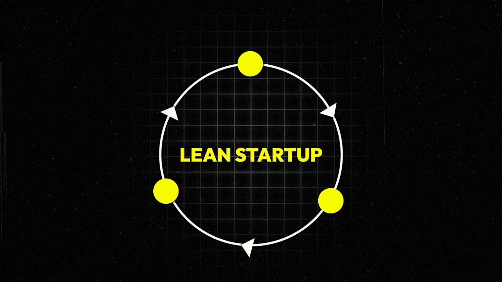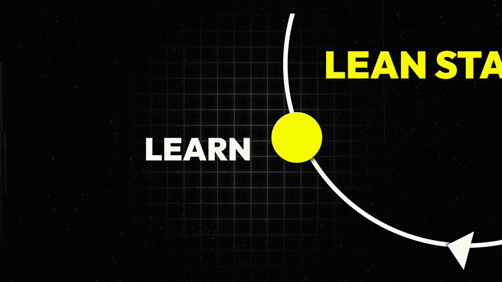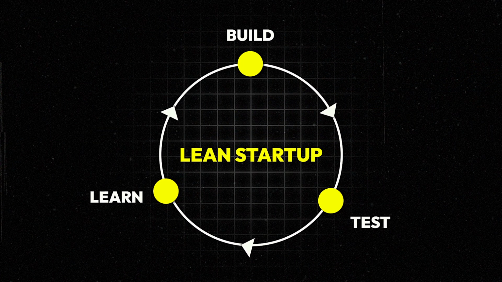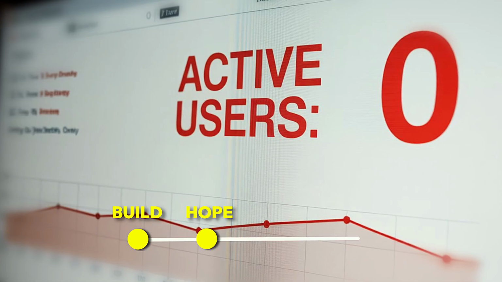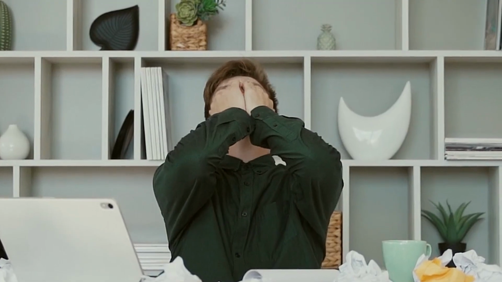Most people overcomplicate lean startup. Here is what it actually is. Lean startup means you build something small, test it with real people, learn from the data, and you repeat. That's it. But what many founders actually do instead is this. They build something, they hope somebody buys, they wait, and then they panic. That's why so many startups fail. But the lean startup approach shows you what actually works.